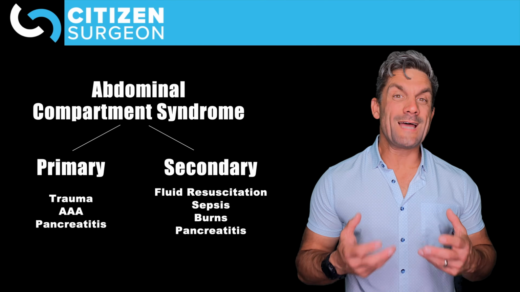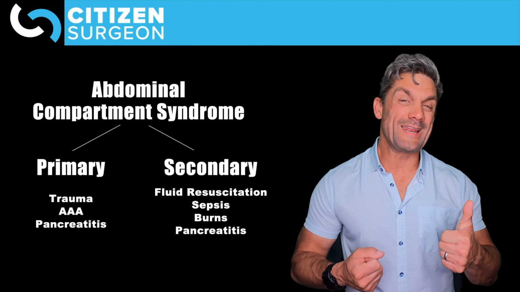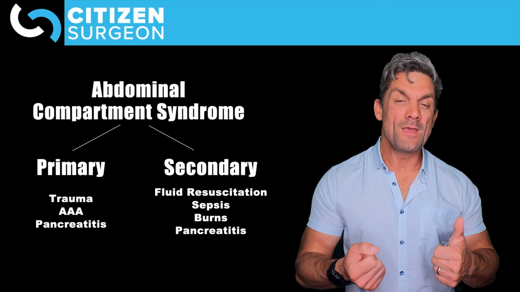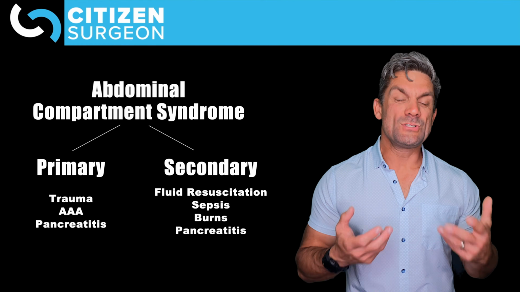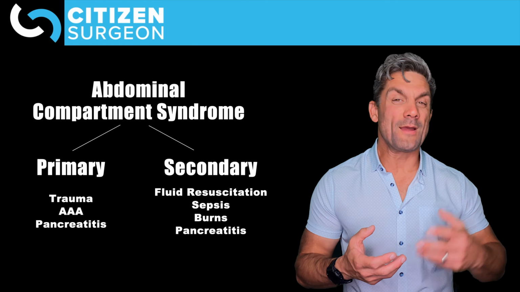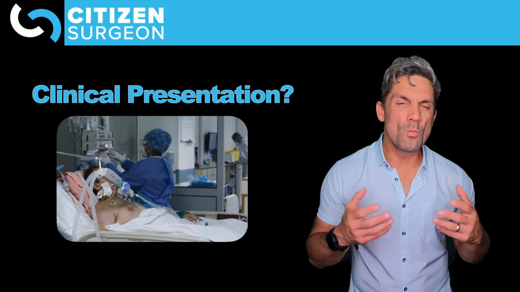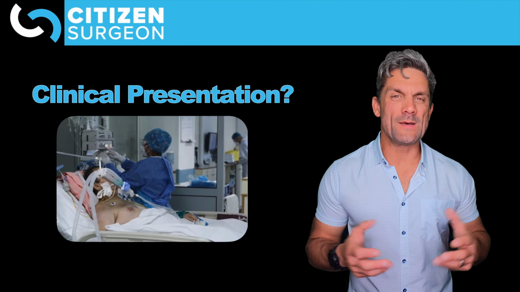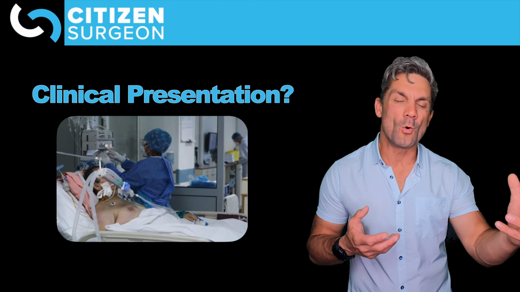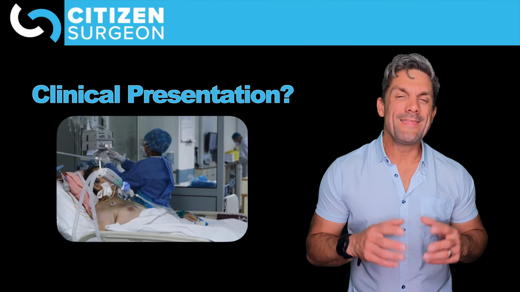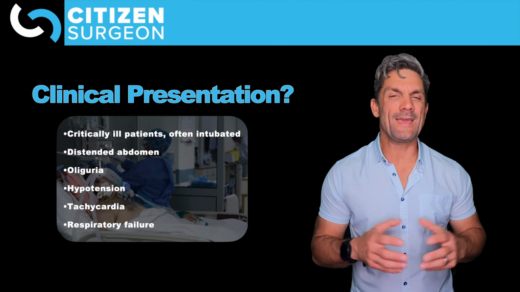And the three real diagnoses that come to mind are sepsis, septic shock, who is getting a lot of volume resuscitation, our burn patients, and then severe acute pancreatitis. So severe acute pancreatitis can be both a primary and a secondary cause of abdominal compartment syndrome. So what is the clinical presentation of someone with abdominal compartment syndrome? Well, this is not your patient that's walking around the wards saying good morning to everybody. This is a critically ill patient, often intubated in the ICU.